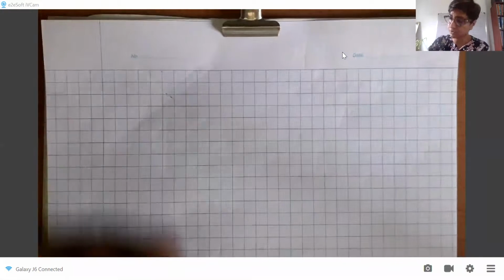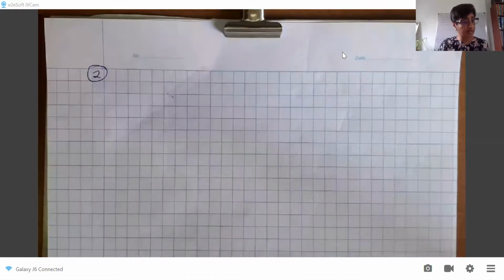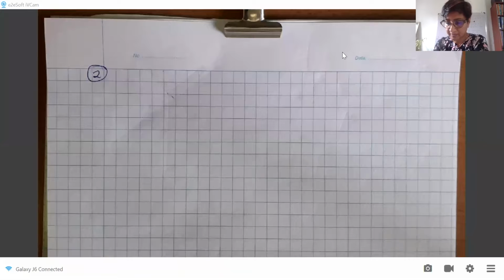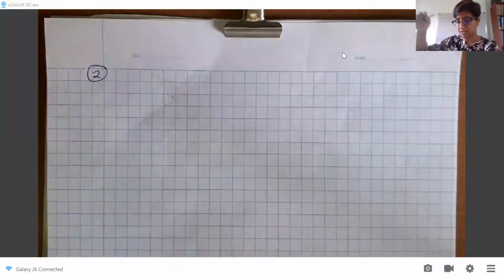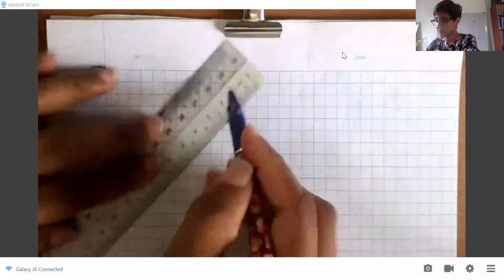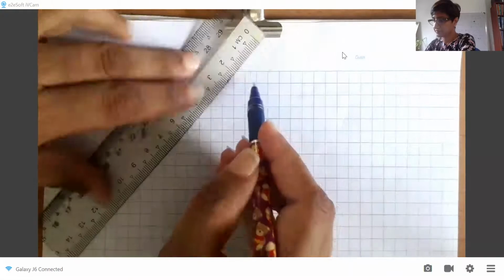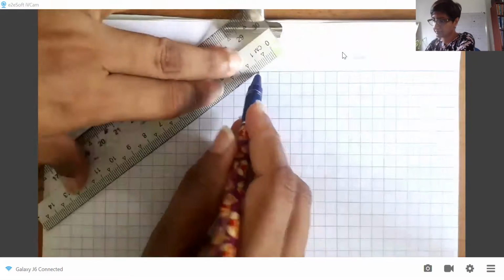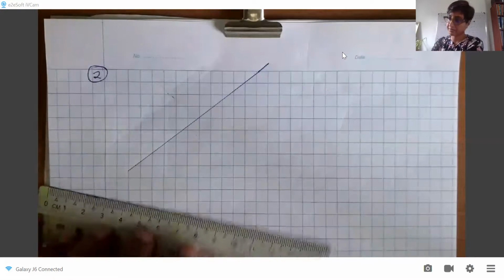Okay. Number two. Question number two. Again, you have an inclined plane. They're talking about 3 points on the plane, PQR. So let me use the ruler this time. Okay, we draw a big diagram.